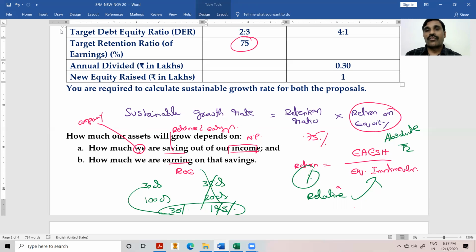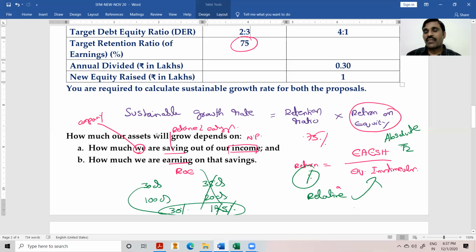Earnings available to equity shareholders is an absolute measure. It is measured in money terms. Return is in percentage terms. It is a relative measure. It is standardized with the investment. Return you can compare with any size of the investments. That is the point.